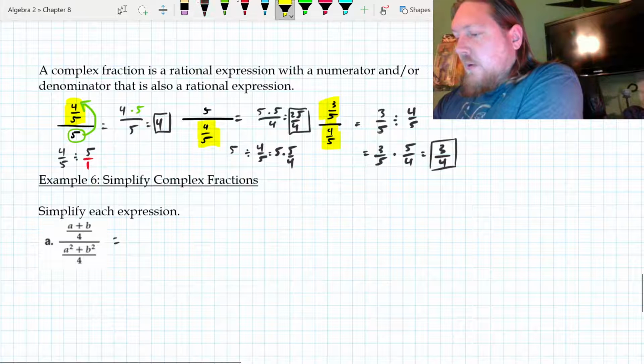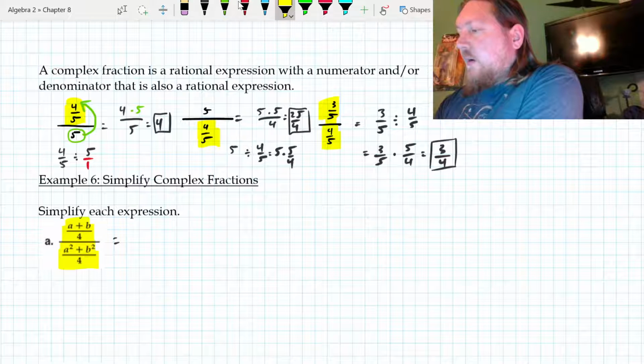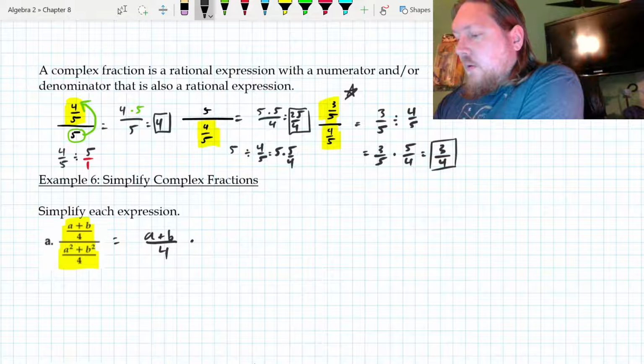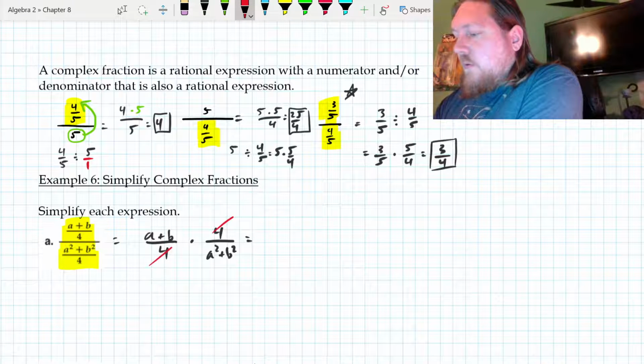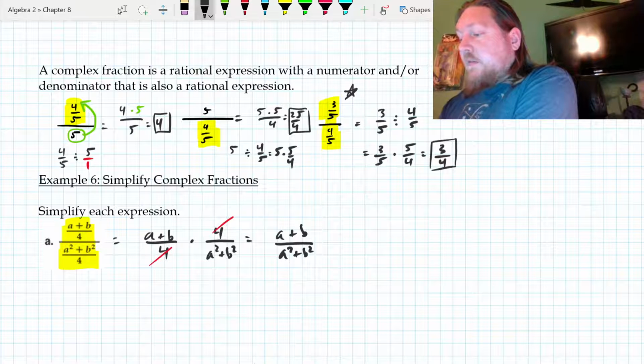So if you notice, for example 6, part A, I have a fraction, or rational expression, in the numerator and the denominator. So it's going to be like this third example here. a plus b over 4 times 4 over a squared plus b squared. And the 4's cancel out, and we're left with a plus b over a squared plus b squared. Now, because it is a sum of two squares, I can't factor it, and this is my answer.